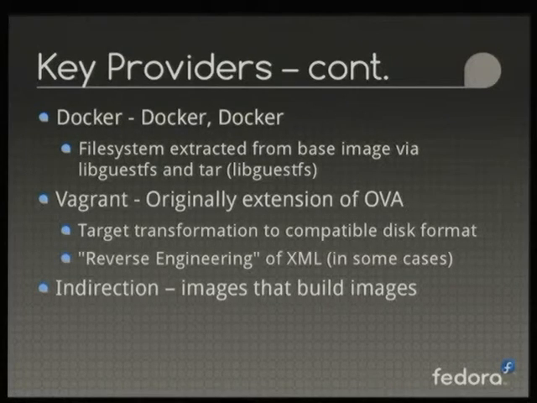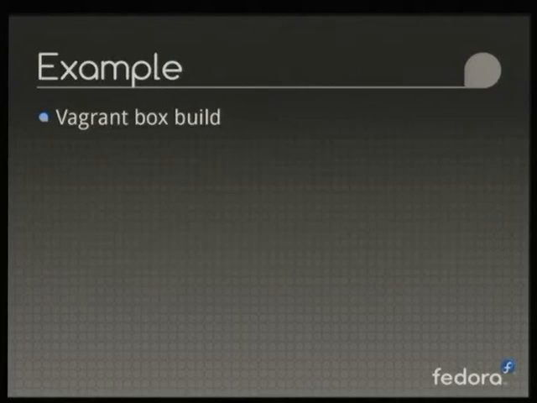So indirection is a feature that I would certainly like to explore more. Rather than having the code inside of Image Factory do the work to transform the image, you actually build an image that itself does the transformation into another image format. So that adds quite a bit of flexibility.